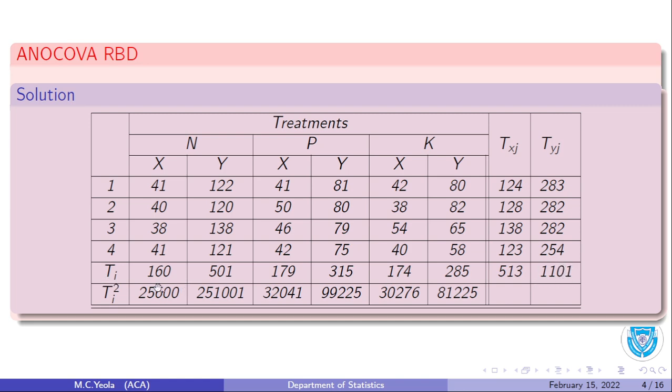You can also get this value by summing 160 plus 179 plus 174, which gives this txj. Or this 1101 can be obtained using 501 plus 315 plus 285. By using that you will get this sum. So this is the grand total of x and the grand total of y values. We require Ti square, so I have written it here.